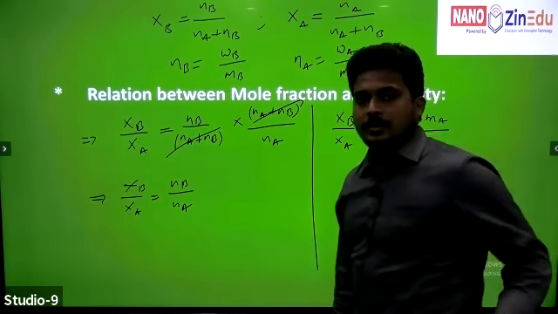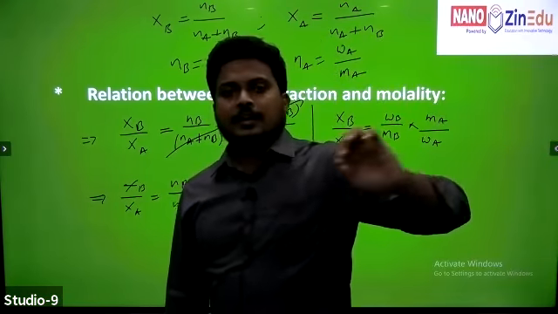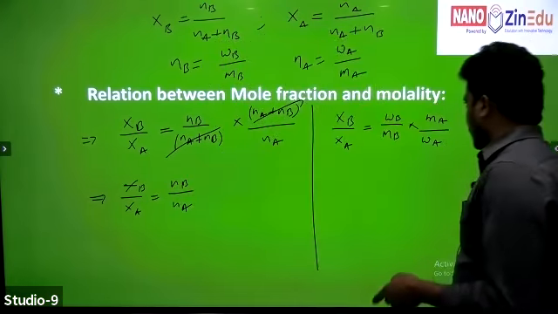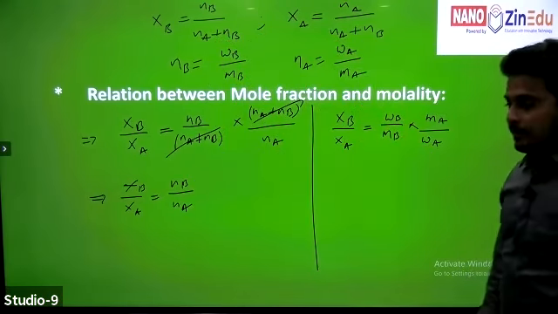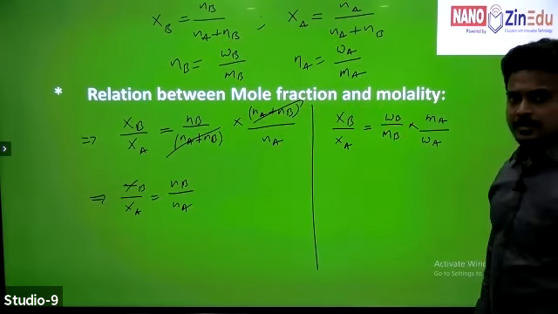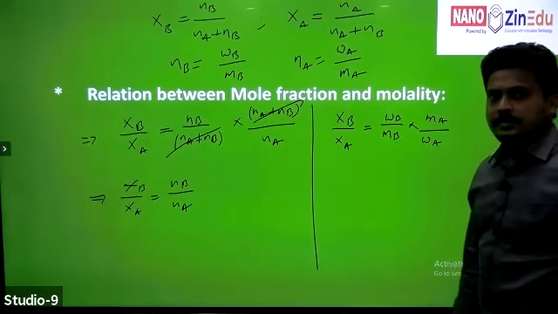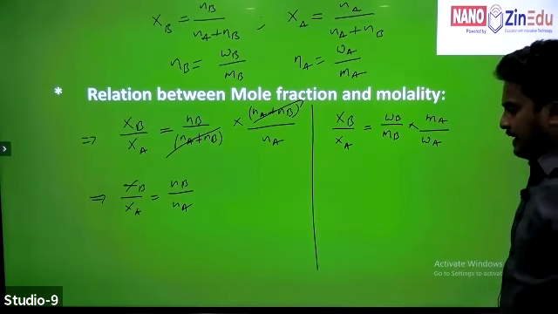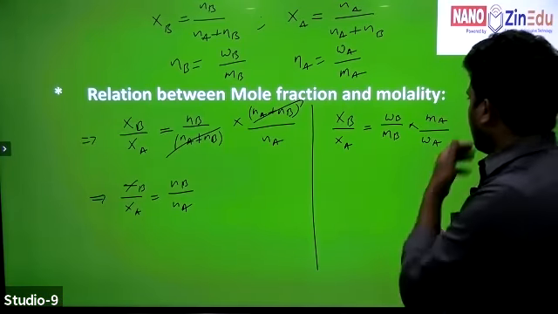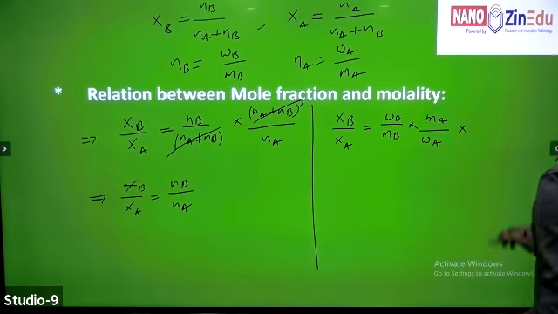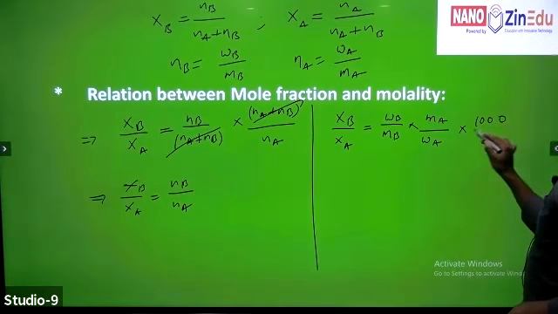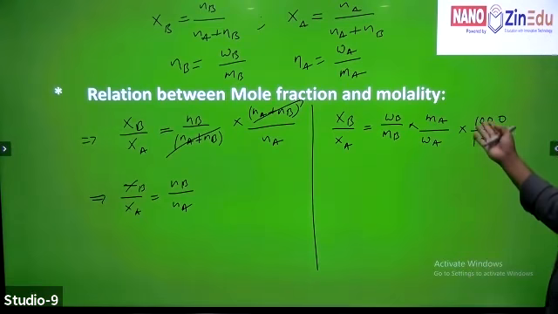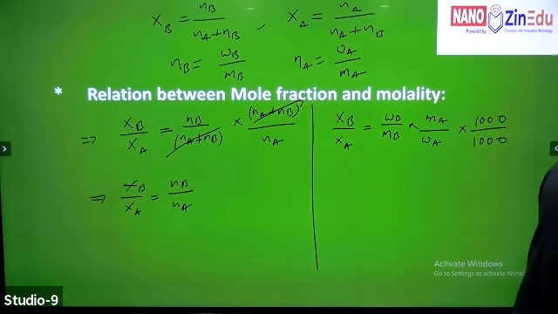Here the terms are most important. Already I told you, all A terms are related to the solvent and all the B terms are related to the solute. Here Wb represents the weight of solute, Mb represents the molecular mass of solute, Ma represents the molecular mass of solvent, and Wa represents the weight of solvent. Now, here I am multiplying with 1000 and dividing with 1000. Again the same value, because the 1000 gets cancelled.